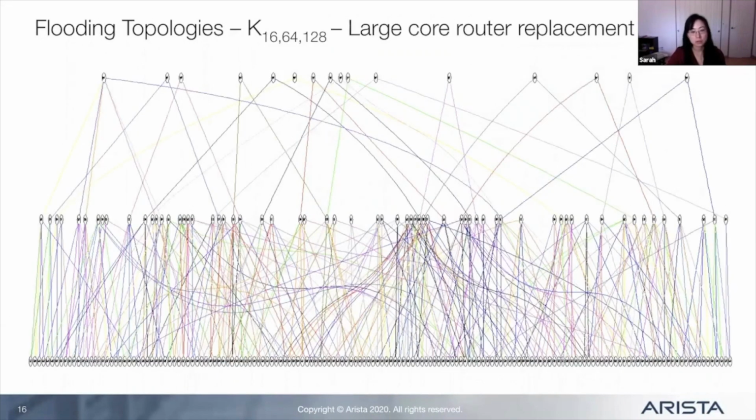This one shows a 3-tiered topology with 16 spines and 16, 64, 108 in each tier. And this can be a large core router replacement. We didn't put in those non-flooding data links, otherwise you would just see all black. But this is the flooding topology for this.